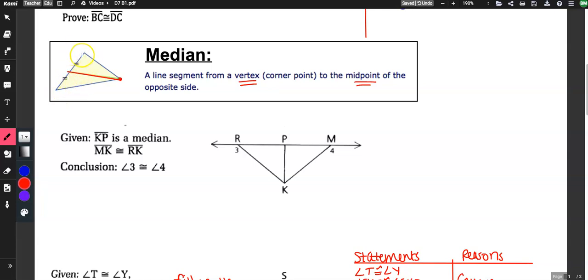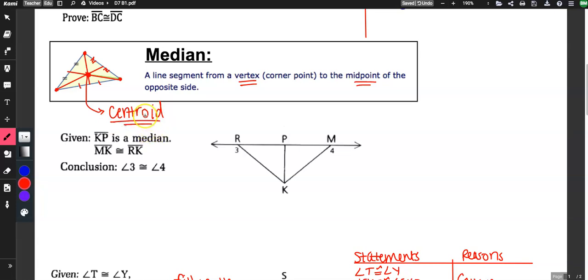One thing to point out, if I have multiple medians, I want you to draw in the other medians from a vertex, and then draw it as best you can to the midpoint. So like these pieces are congruent. The medians, when they intersect at this middle point, it has a special name. This intersection point is called the centroid.